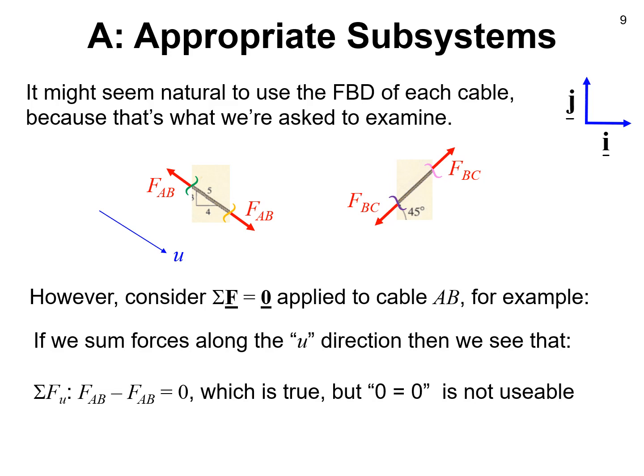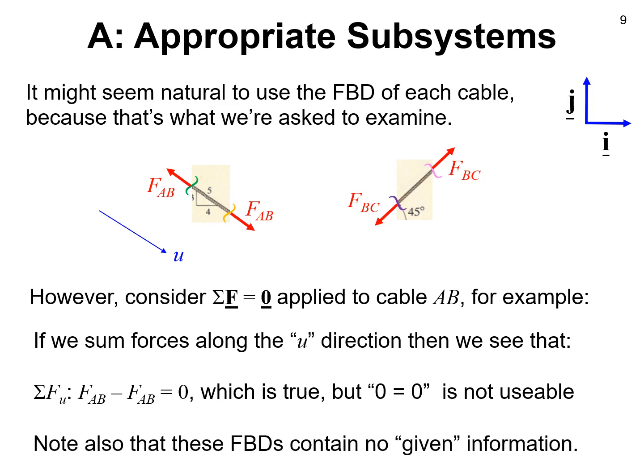So if I write that equation, the sum of the forces in the U direction, I have one force that is plus FAB, and the other force is negative FAB, and therefore they automatically sum to 0, which is true, but an equation that says 0 equals 0 is not usable to solve what we were asked to solve. Notice also that these diagrams by themselves did not have any of the given information, meaning that the 60 kilogram mass is nowhere in these diagrams, which is also another clue that these diagrams by themselves are not useful.